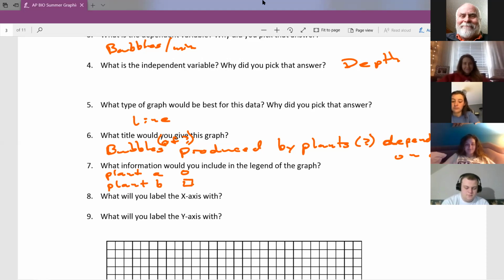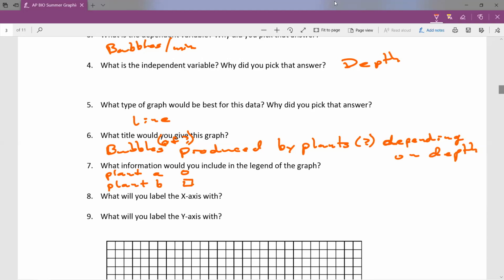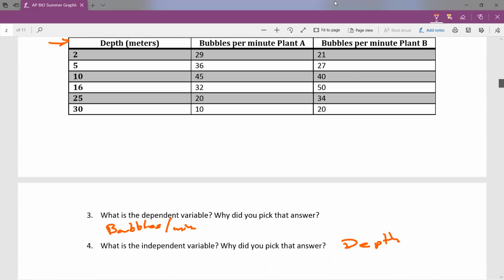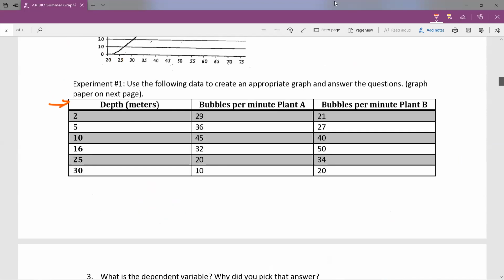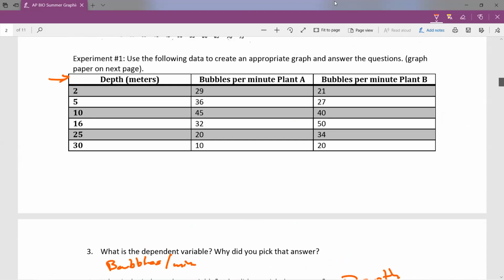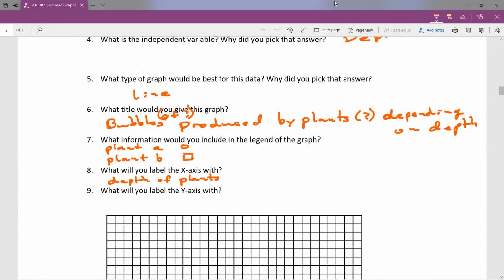What would you label the x-axis? Remember, the x-axis is the independent variable. The depth. Okay, depth. Wait, I thought x-axis was the change. Oh wait, no, you're right. Depth of plants in meters.